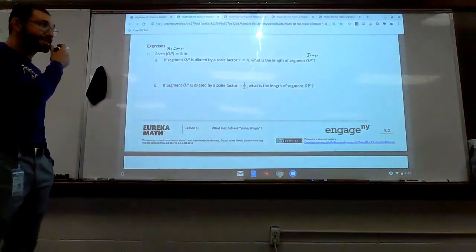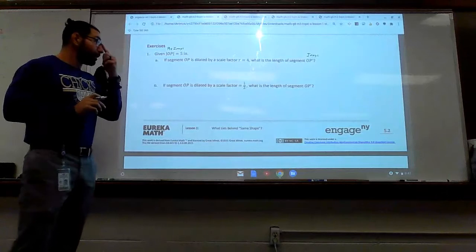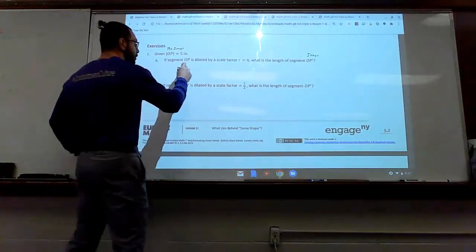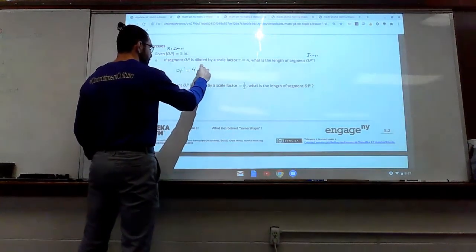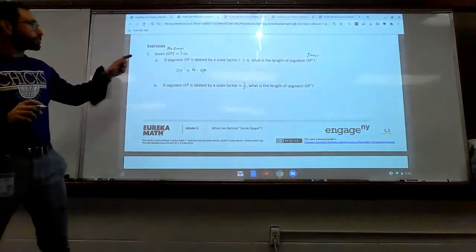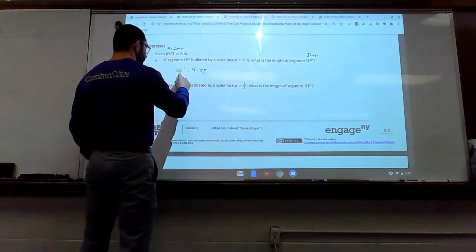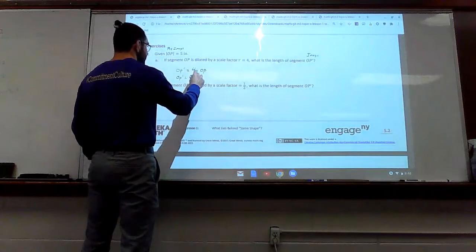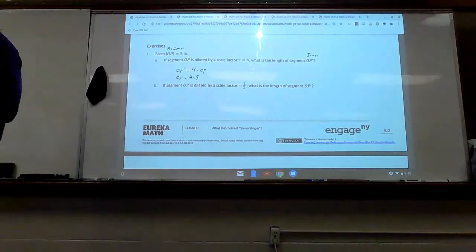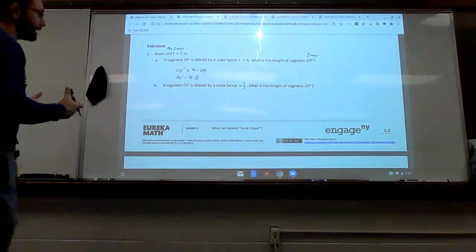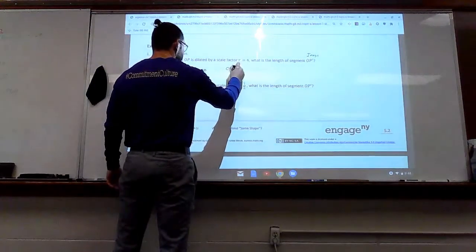If segment OP is dilated, that means there's either an enlargement or a reduction by a scale factor of 4. What is the length of the segment? Okay, so we've got OP prime equals 4 times OP. Why? Because we're taking our pre-image and multiplying it by that scale factor. So now I've got OP prime equals 4 times 5. You should have been able to look at the scale factor and say, this dilation is absolutely going to be an enlargement because my scale factor is larger than 1. So now I've got OP prime equals 20.